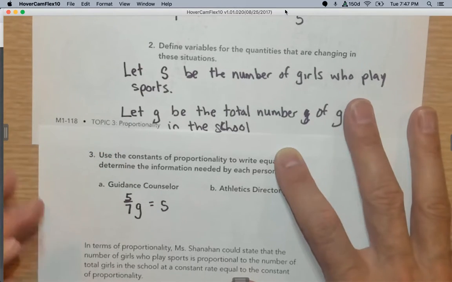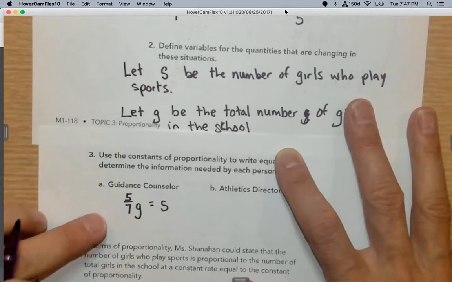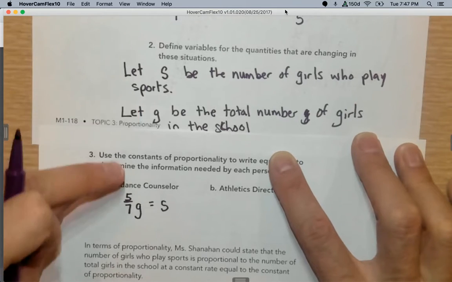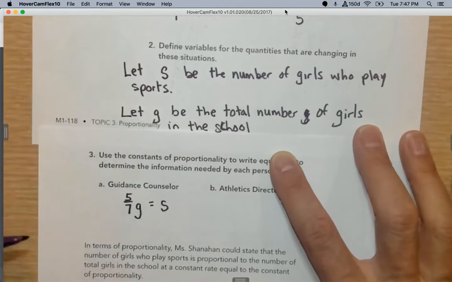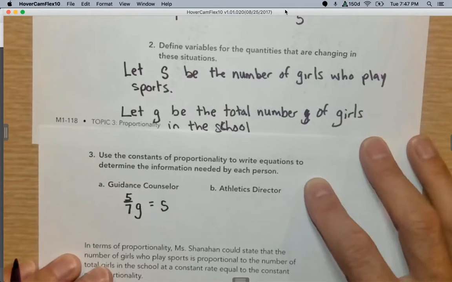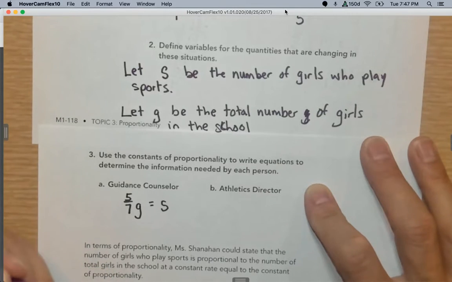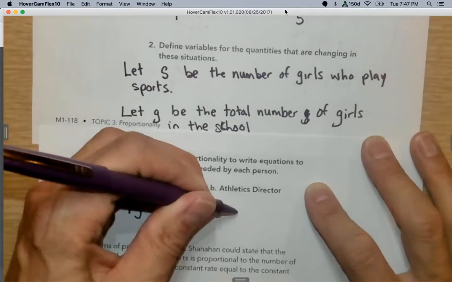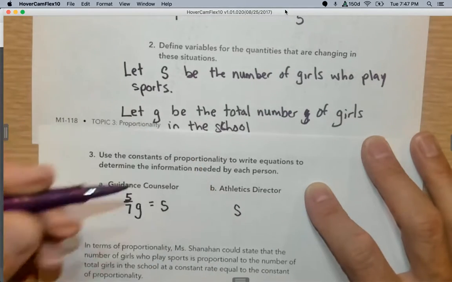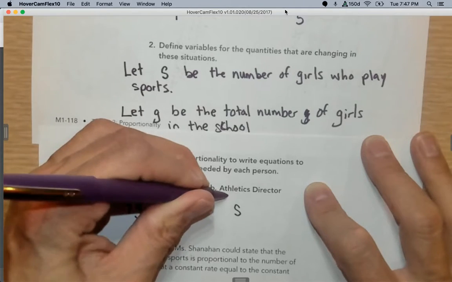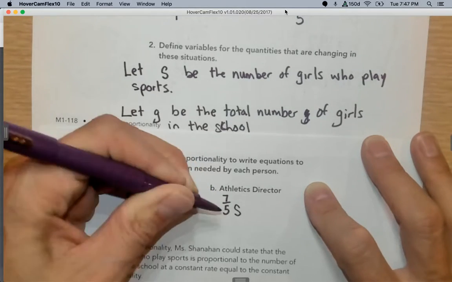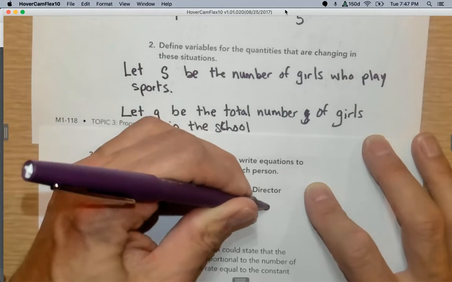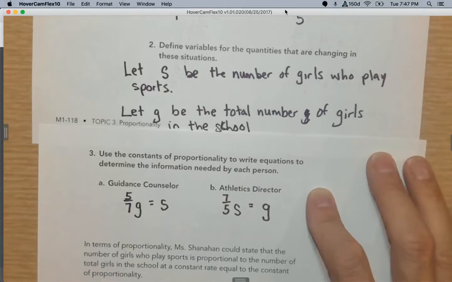And so when I'm writing down these equations, I'm making sure that I'm looking at what each of the variables means. I'm also thinking, if I can put it into words, what makes sense for what I'm looking for? The athletic director, and this is like our last problem too, would know how many girls play sports, and that's going to be a smaller number than the whole school, so she'd multiply it by the constant of proportionality, which is 7/5. And then that is going to give her the answer of the total amount of girls in the whole school.